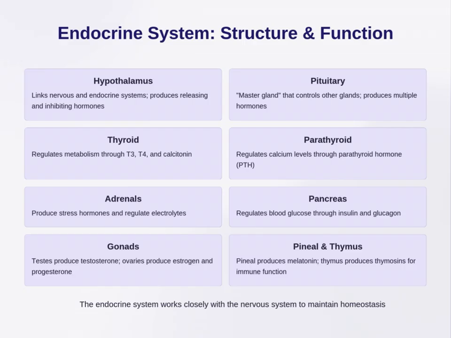The gonads, which are your reproductive anatomy. So in a male, the testes produce testosterone, and in the female, the ovaries produce estrogen and progesterone. And then you also have the pineal gland in the brain that produces melatonin, which is important for sleep-wake cycles. And then the thymus in the neck, which produces thymocytes for immune function. That is where T cells are stored.